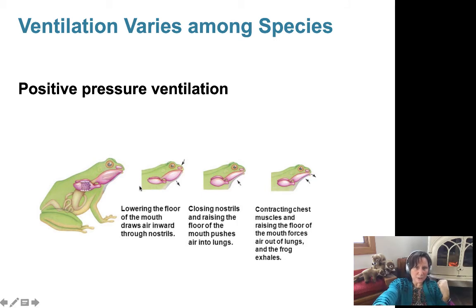So what you see here, lowering the floor of the mouth draws air inward through the nostrils, and then closing the nostrils and raising the floor of the mouth pushes air into the lungs. Contracting chest muscles and raising the floor of the mouth forces air out of the lung, and the frog exhales. And so that's why you see them flapping their throats. They're actively pumping air into their lungs. So negative ventilation draws air in. Positive pressure ventilation forces air in.